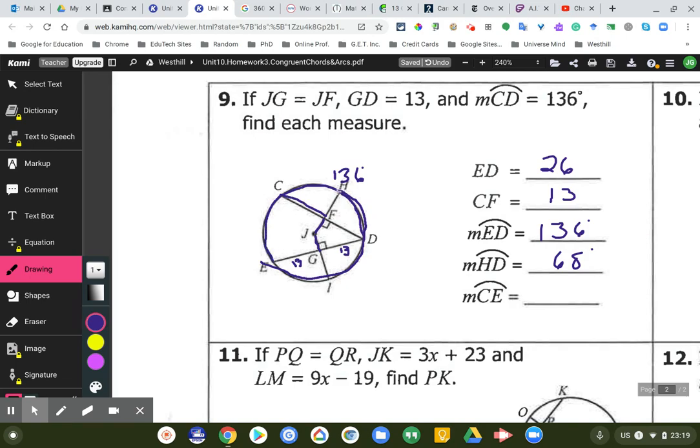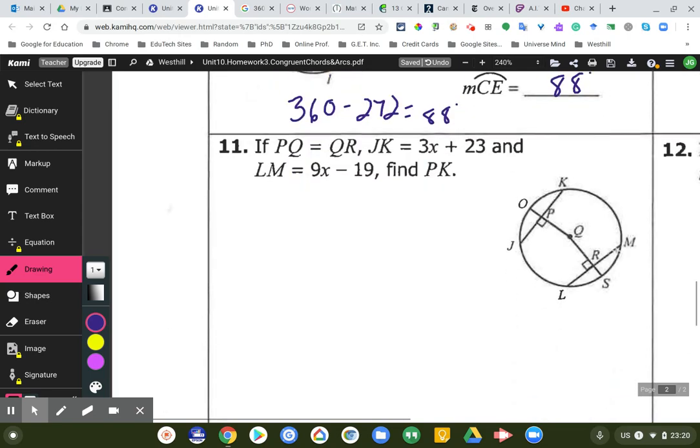So what's 136? 136 plus 136, right? 272. So 360 minus 272, which is what? 88. So we can figure that out. You can see that because obviously we have 136 plus 136, and then this last little piece here is 88. Okay.